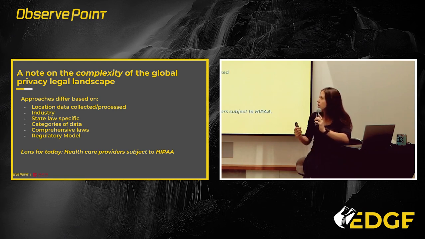That's the hook. A note on the complexity of the global privacy legal landscape. As I'm sure many of you are aware, if you're tracking privacy laws nationally and internationally, this is a changing landscape. Privacy laws seem to just pop up. And if you're getting notified of these, there are lots of new regulations that you have to keep in mind. Approaches for these laws differ based on the type of data that's collected, the location of where your data is being collected from or your data subjects, and also where the data is being processed. It can differ on the industry. In the United States, there are state-specific laws. There are other types of regulations that are based on the sector that you're in.